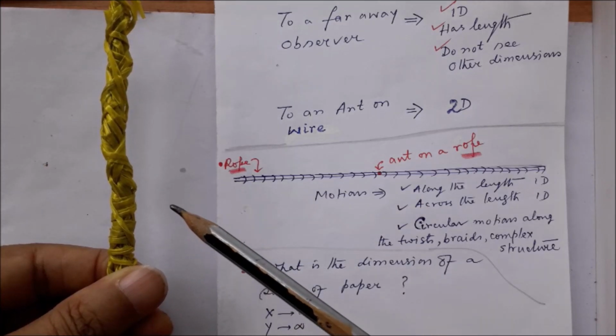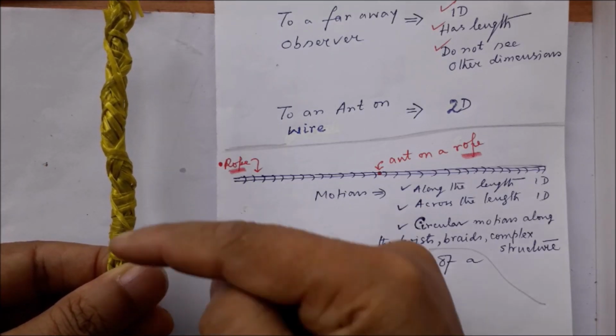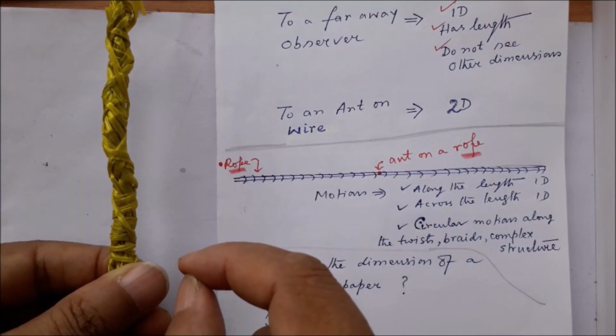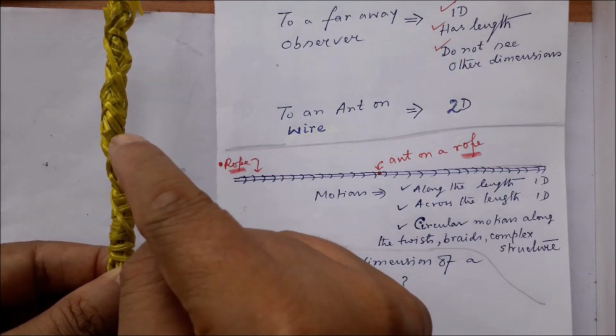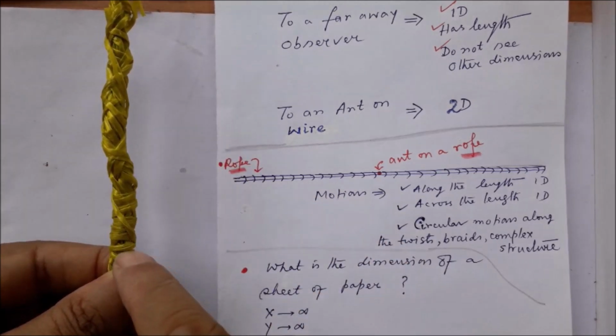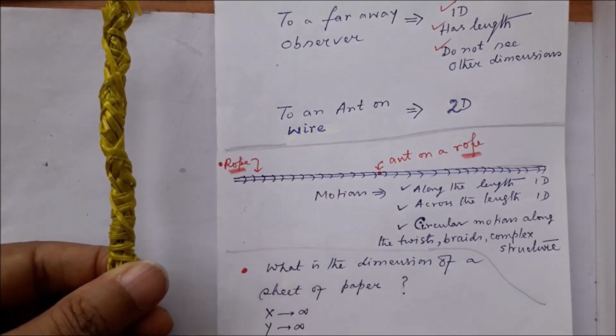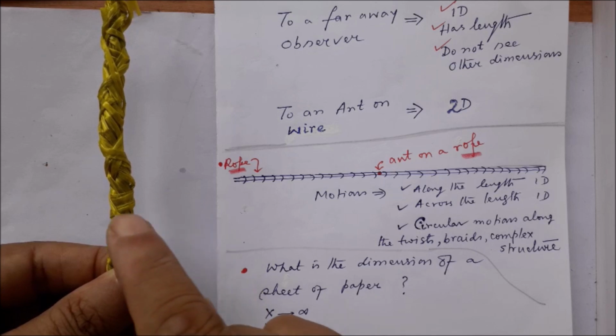Next, let us consider the motion of an ant along a rope. Let us look at the rope first. It has a length and it is thick. Also, it consists of so many twists and turns, braids. So the structure is complex, no doubt. The ant which moves on it can therefore move in a complicated fashion.